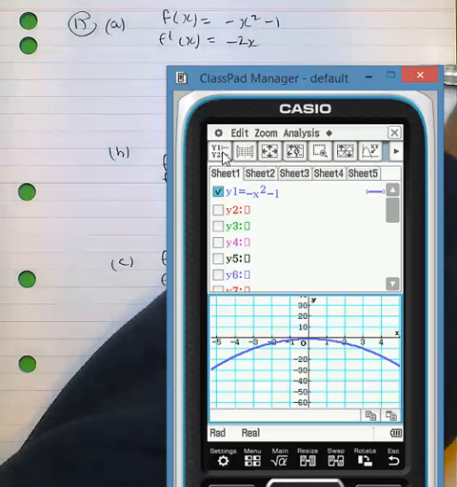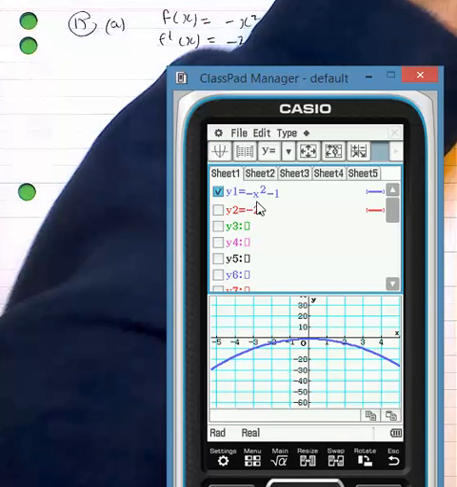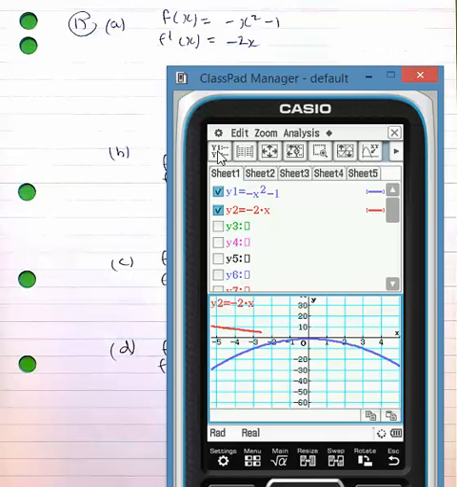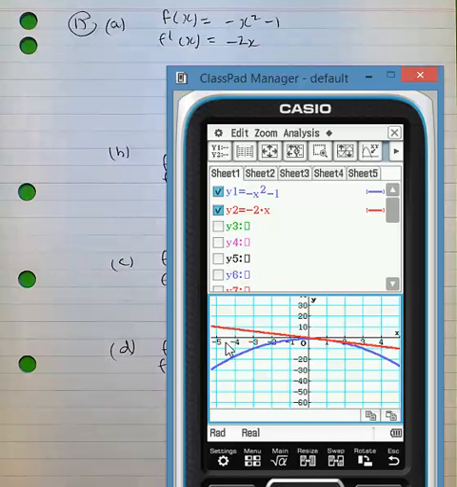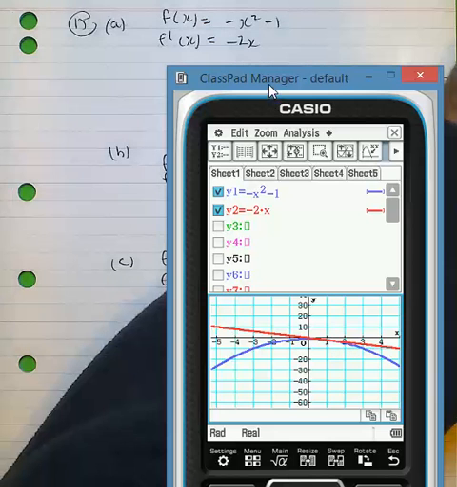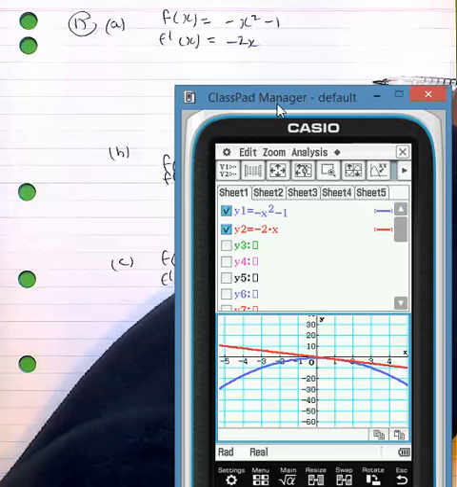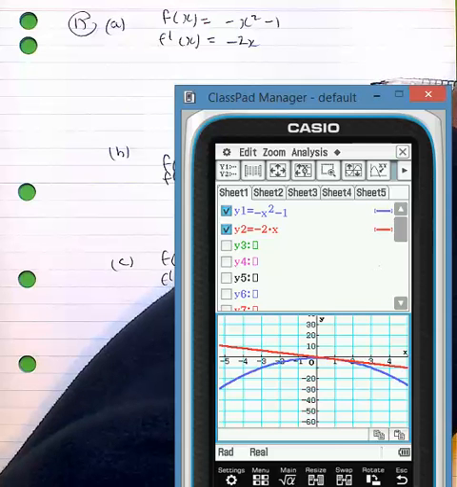Now, I'll quickly add in the derivative function and we'll have a look at those. So you can see there, positive, positive towards the 0, and then 0, negative. You can see that in the gradient function. Nice little problem to look at. You might choose to save these as you go and maybe write them up as well.